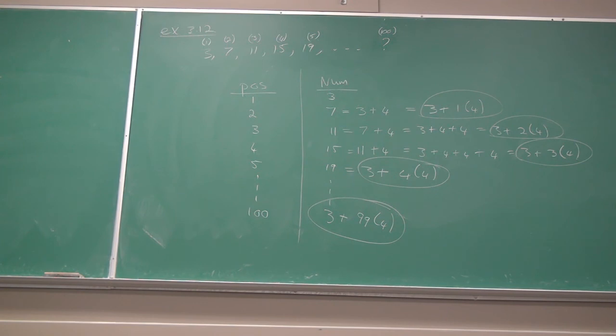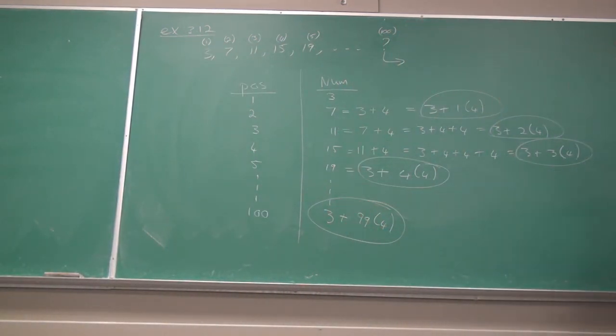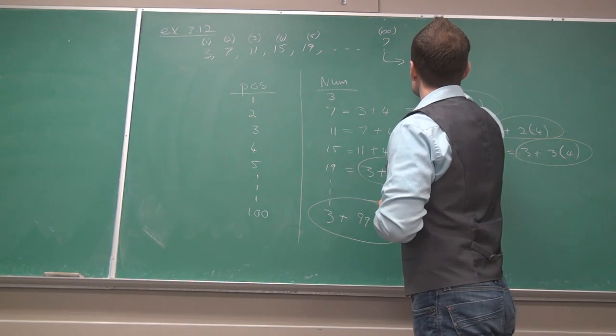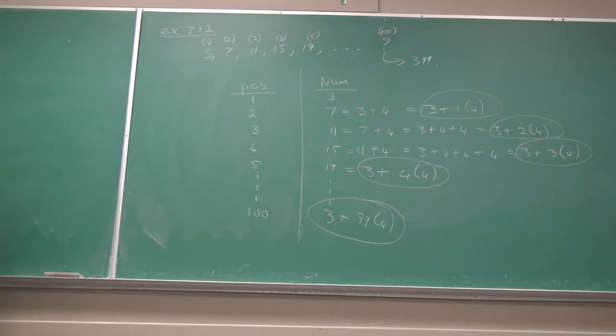I'm just looking at the pattern and continuing the pattern. And I can then calculate it as, what is 3 plus 99 times 4? Say again? 399. 399? And there you go. Very nice strategy when I have sequences and counting, very nice, yes.